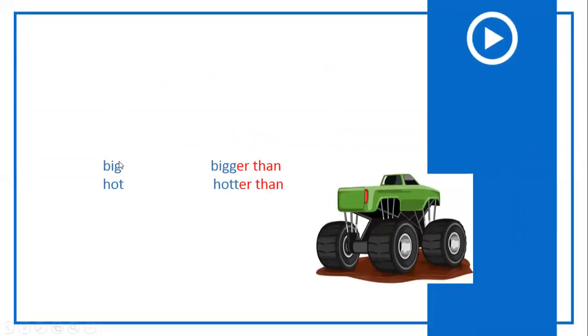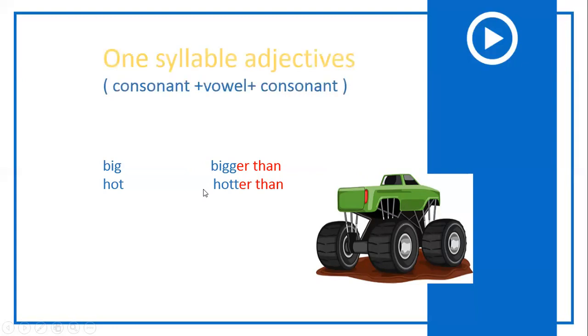So, next one, big, bigger, and hot, hotter. How has it changed? Yes, we have again added er, but also the adjectives have changed here. Look, students, G has doubled and T has doubled. Why? Let's see why. It is again a one-syllable adjective, of course, big, and hot, one syllable. But it has got a special form. B is a consonant, I is a vowel, G is a consonant.